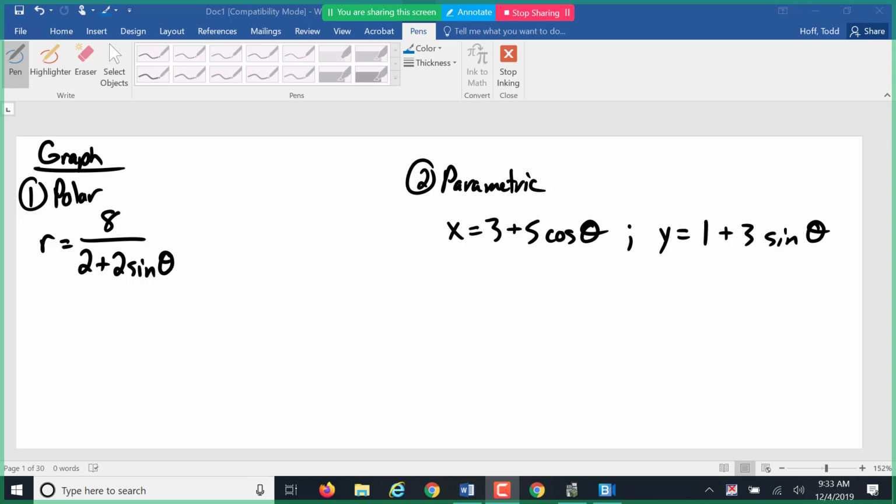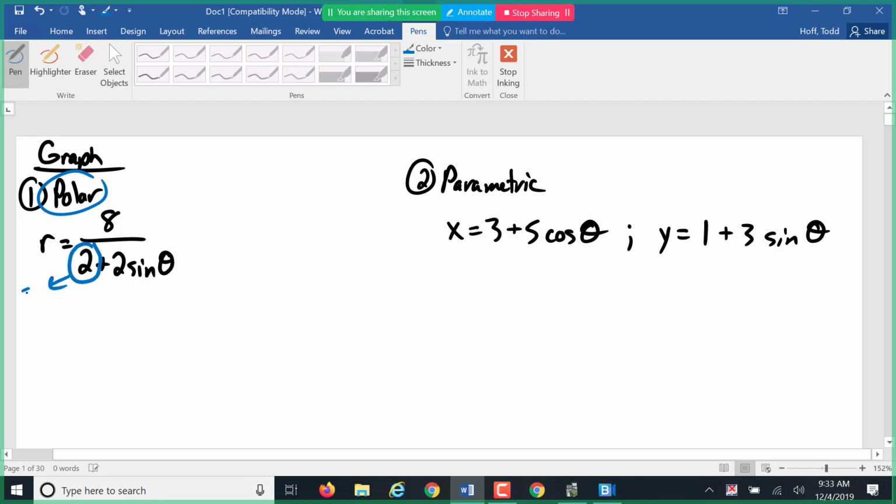Okay, so for the first one here, r equals 8 over 2 plus 2 sine theta. The key to this, obviously, it's in polar form. But the key to these polar forms of conic sections is this first term here in the denominator. We need to make it into a 1. So to do that, we're going to divide both the numerator and the denominator by that value of 2.